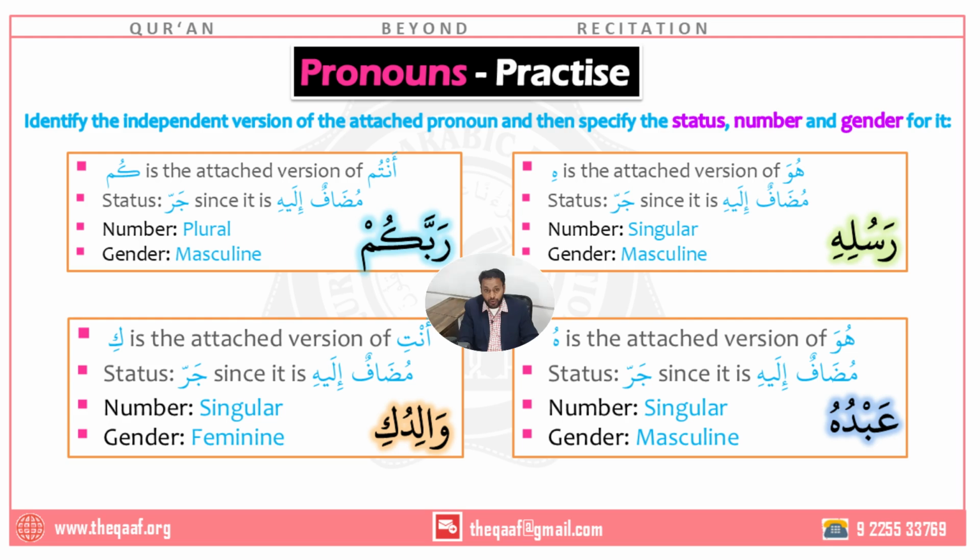Okay, what's the status of kum? No, we cannot say nasb or jar. I gave you the context. It is attached to an ism. Jar. We just studied. Every time you have a pronoun attached, it should be jar. If I asked you only kum, then your answer is correct, nasb or jar. But I am giving you a context. It is attaching to an ism. That's it. It has to be jar. No other option.